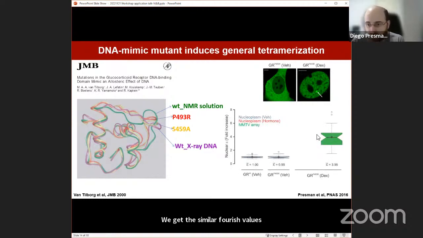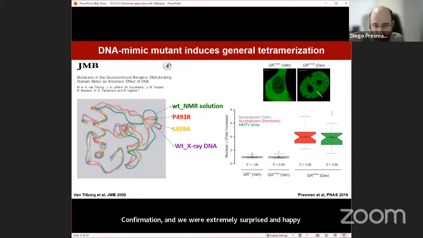But the question was, what's going on in the entire nucleus? Because what we are basically measuring in the entire nucleus is the diffusive population. Now we're just triggering the receptor into the DNA-bound conformation. We were extremely surprised and happy to find that that point mutation, making the receptor believe it has the DNA-bound conformation, was sufficient to make a tetramer everywhere in the cell.